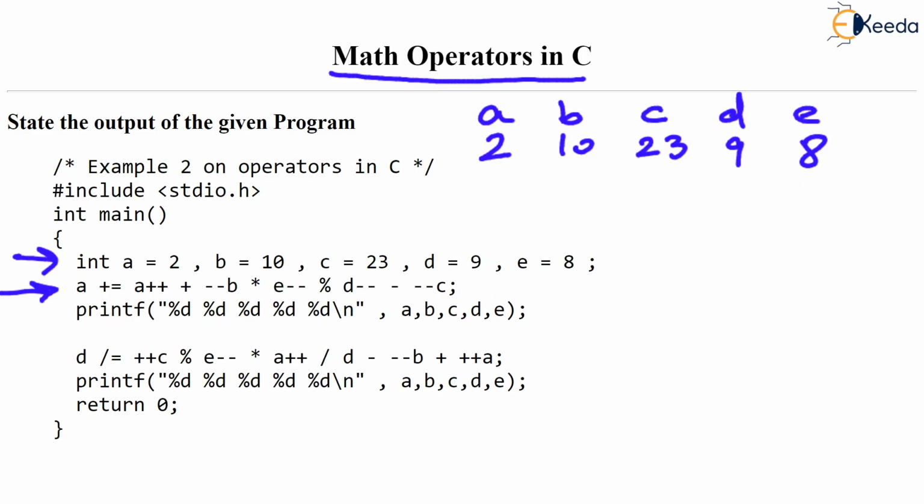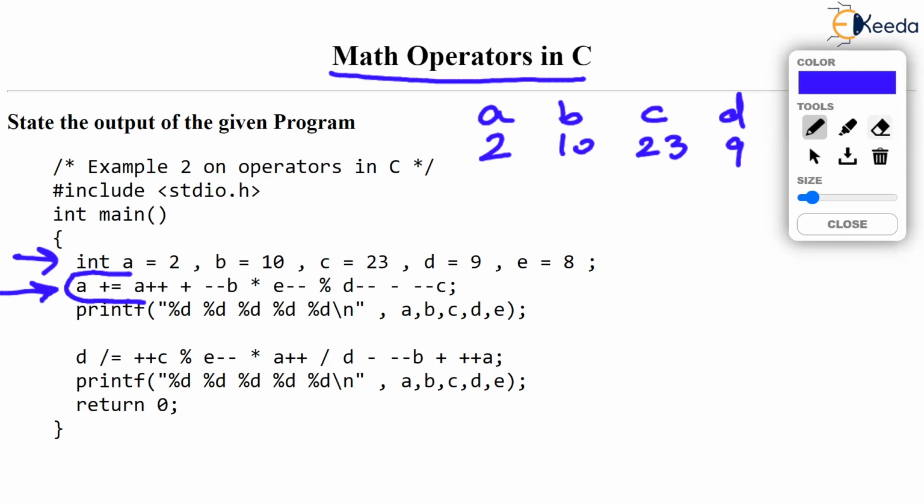Now you clearly see over here A plus equal to is written, and on the right hand side of plus equal to there is a big expression. So you should first solve the right hand side. Let me clean a few things. So we are not expanding plus equal to at all.